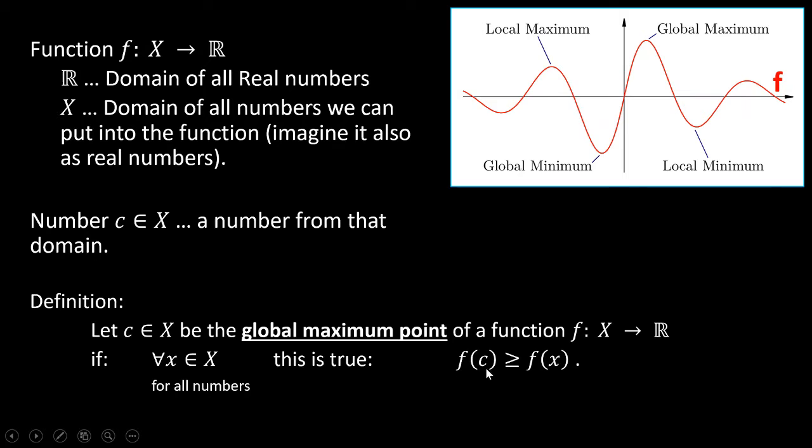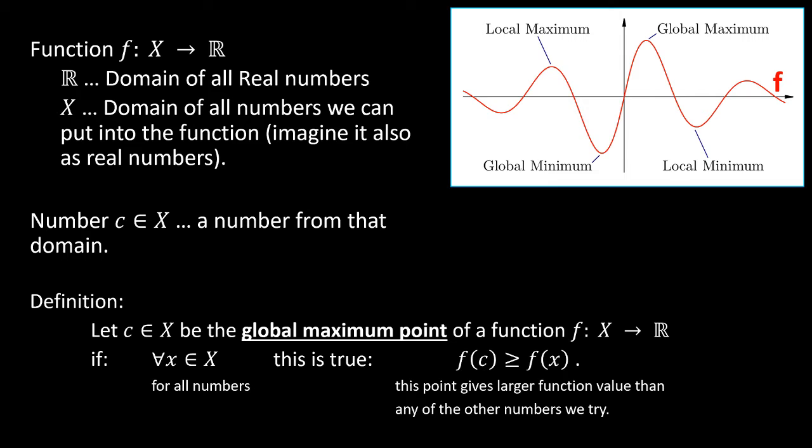So the value of the function at point C is larger or equal than the value of the function at any other number, for all the numbers. There is a lot of text on this screen, so yeah, this point gives a larger function value than any of the other values that we can try.